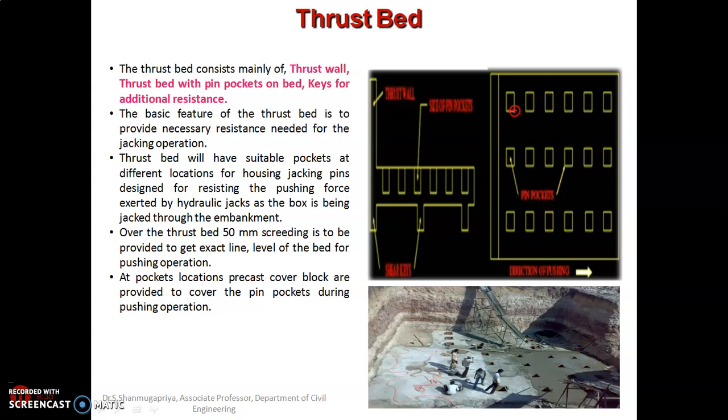As I told you before, the trussed bed will have shootable pockets at different locations for inserting the jacking pins, which are designed for resisting the pushing forces exerted by the hydraulic jacks as the boxes are being jacked through the embankment. Over the truss, as I said, a 50 mm screening layer will be done to give the exact line and level of the bed for the pushing operations. And at the pocket locations, precast cover blocks are provided to cover the pin pockets during the pushing operations.